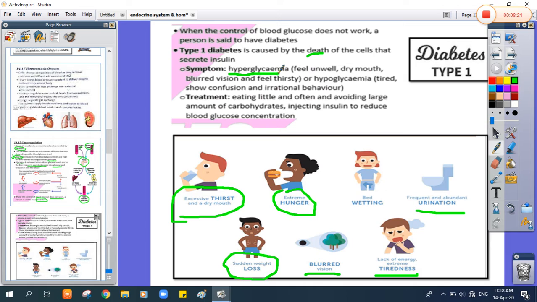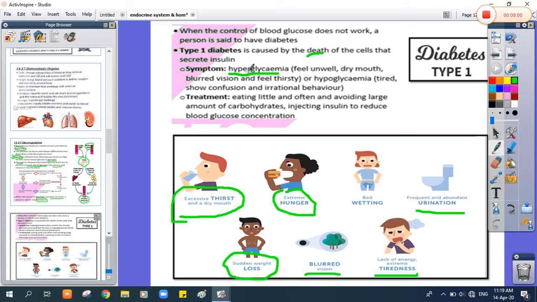When you eat a lot of sugar and there is a lot of glucose inside your blood, we call it hyperglycemia. You will feel unwell, your mouth will be dry, you'll have blurred vision, and feel very thirsty. On the other hand, hypoglycemia, what is the meaning of hypoglycemia? Hypoglycemia means that the glucose level here is very low, so you will feel tired, show confusion and irritable behavior.